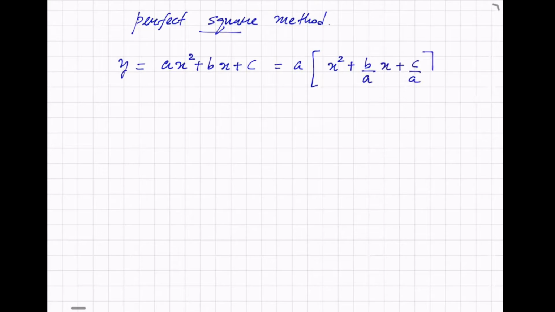So how do you make sure your math is right? You can simply multiply the bracket like this, and then you can make sure that you get the previous one.